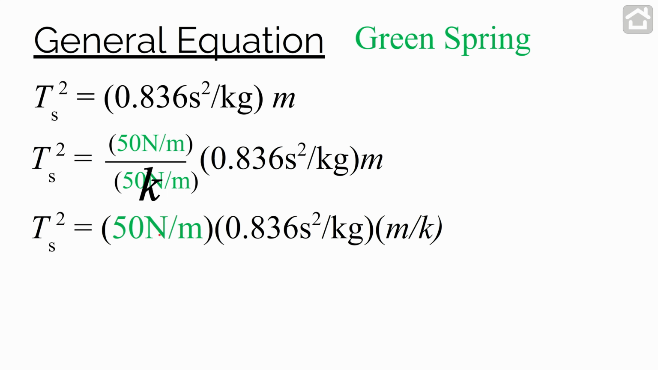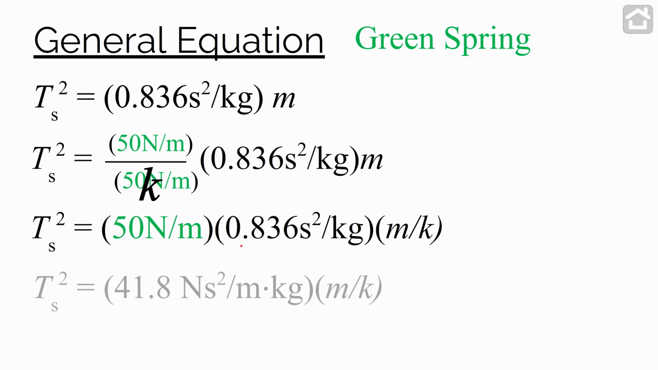So we get 50 newtons per meter times 0.836 seconds squared over kilograms. These were the units of our slope from our period squared versus mass graph. And then we have mass, the symbol for mass, divided by the symbol for the spring constant. So let's combine these things together. 50 times 0.836 is about 41.8. And the units, nothing cancels yet. There's newtons times seconds squared on the top, divided by meters times kilograms on the bottom. So we've got that now for our units.